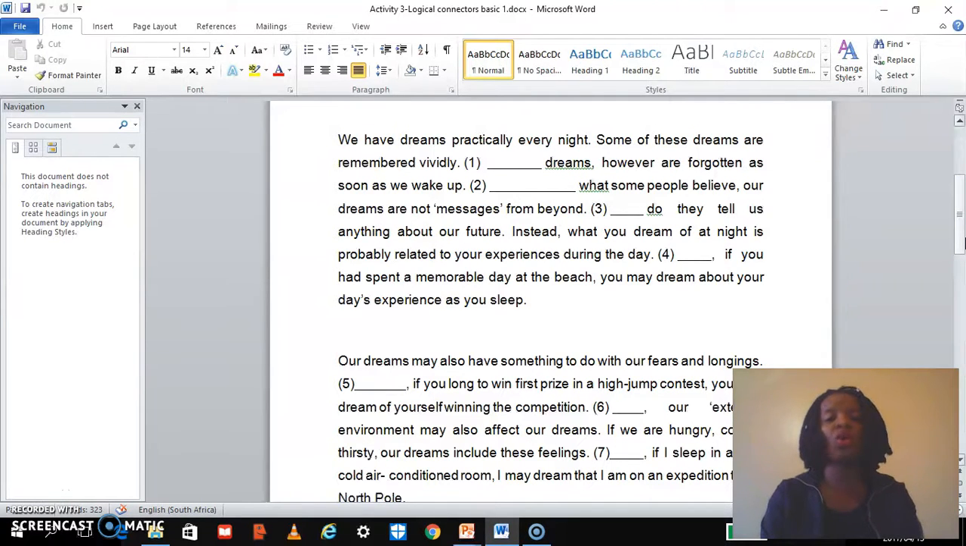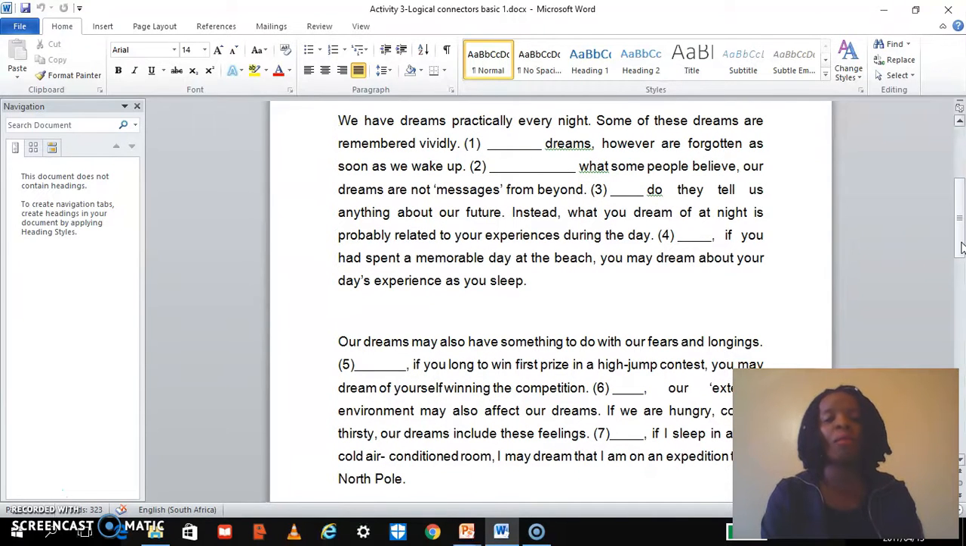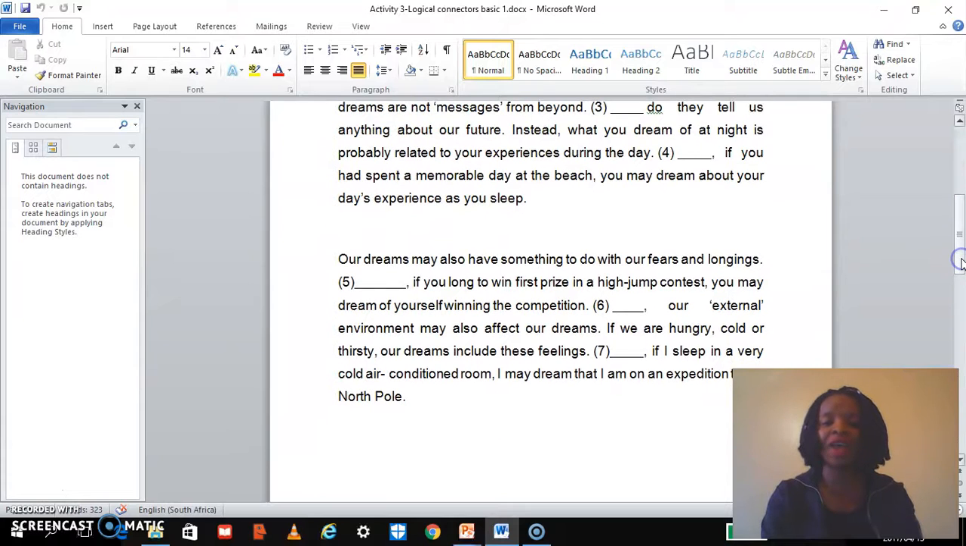Logical connector number four, which directs you to: if you spend a memorable day at the beach, you may dream about your experience at the beach. Now, as you sleep, our dreams may also have something to do with our fears and longings. Logical connector number five: for example, if you long to win first prize in a high jump contest, you may dream of yourself winning the competition. Logical connector number six, that directs you to: our external environment may also affect our dreams. If we are hungry or cold or thirsty, our dreams include these feelings. Logical connector number seven: for instance, if I sleep in a very cold air-conditioned room, I may dream that I am on an expedition to the North Pole.